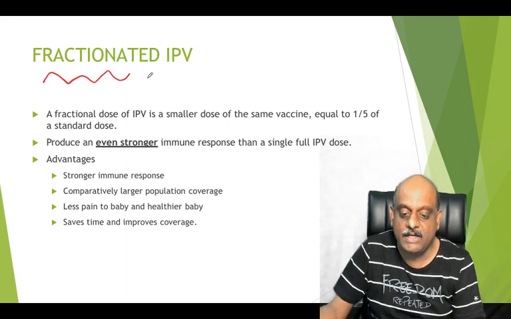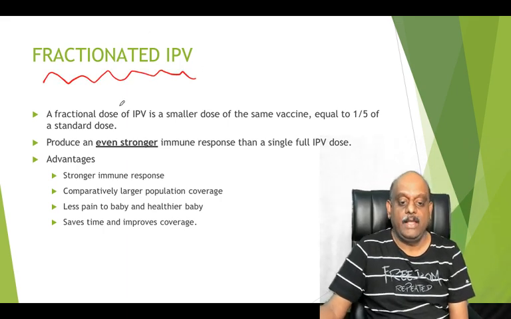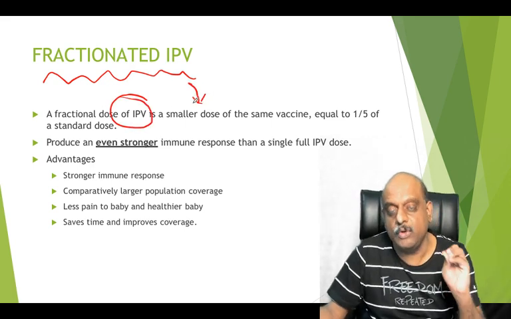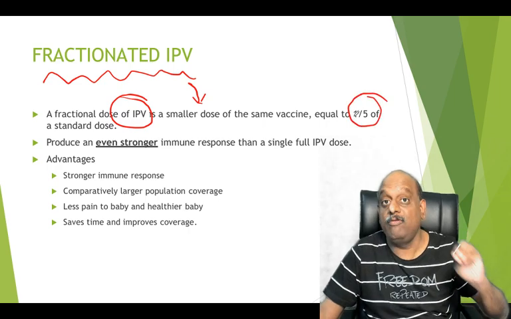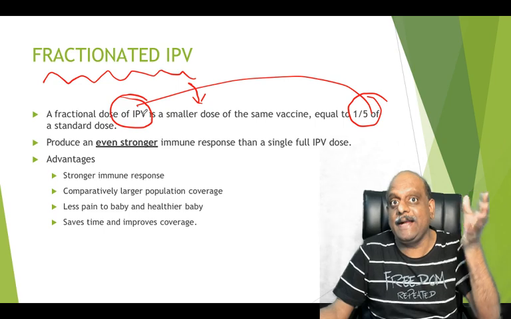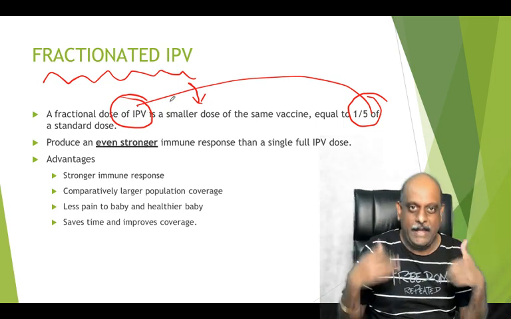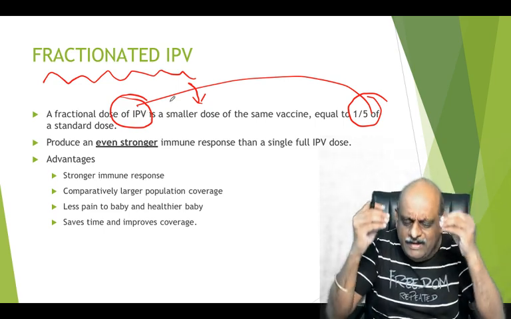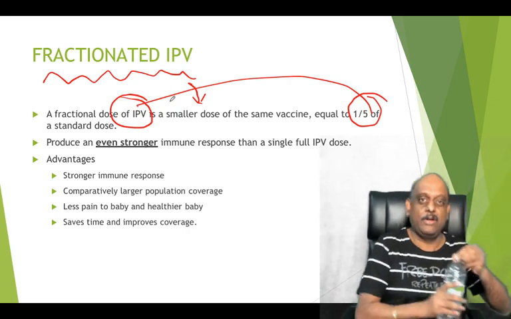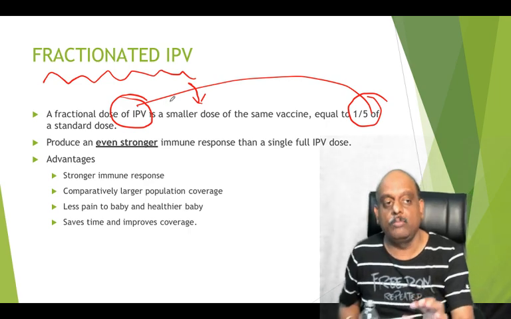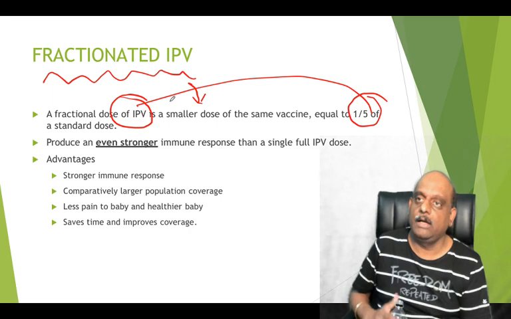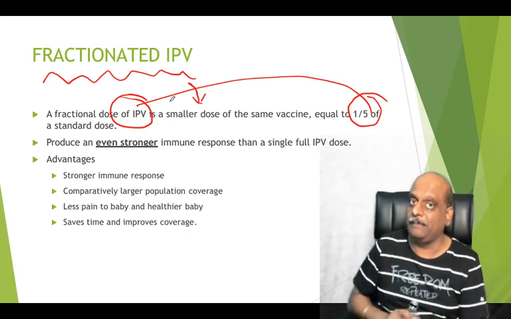Now fractionated IPV. A fractional dose of IPV means it is a smaller dose of the same vaccine equal to 1/5 of the standard dose. This is called fractionated IPV. Now I am talking about the most recent concepts about polio. Right, doc? Let us talk quickly about the most recent developments of the last 2-3 years in polio, in the entire vaccination program, right?